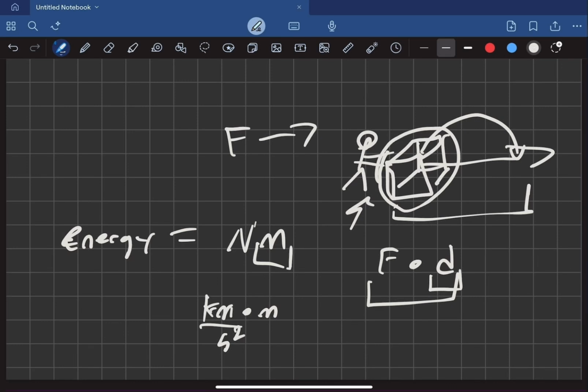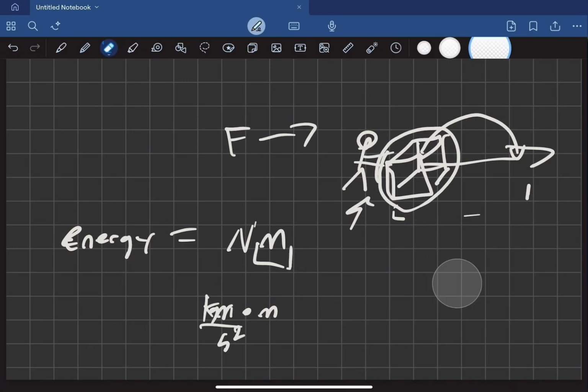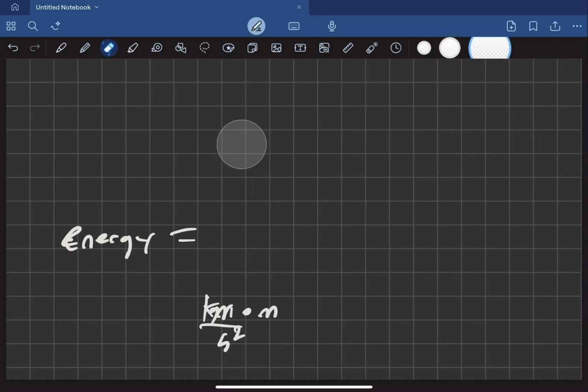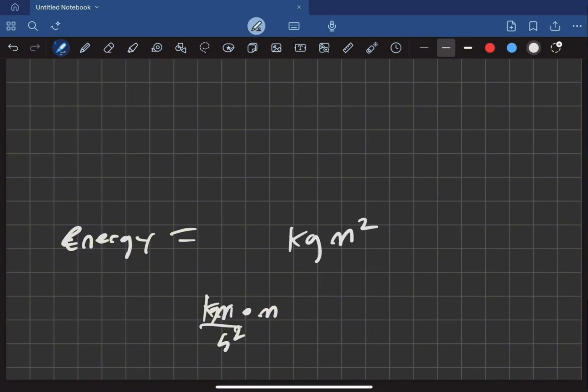So this gives us that energy is going to be kilograms meter squared per second squared, and that equals 1 joule. We call those joules.